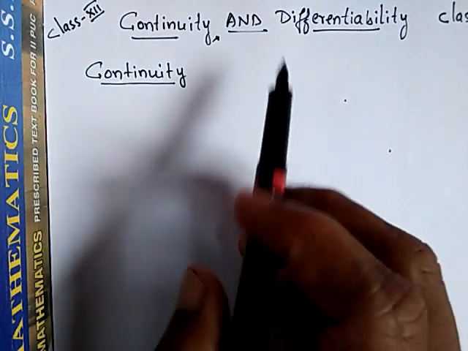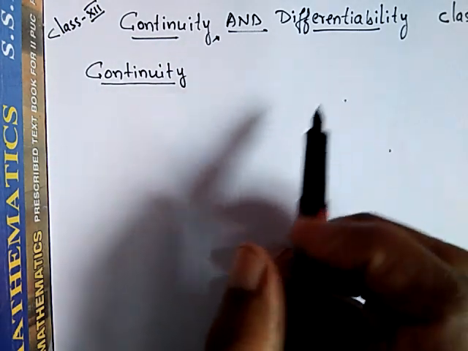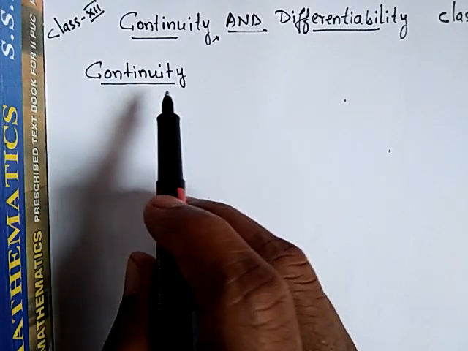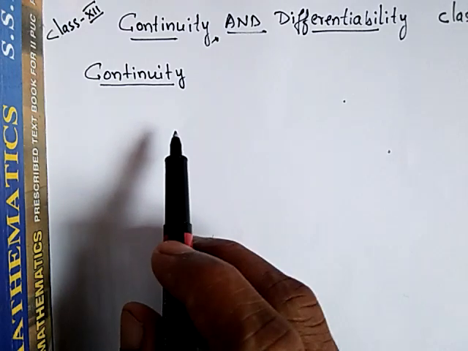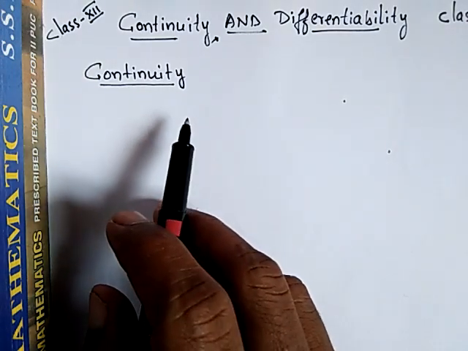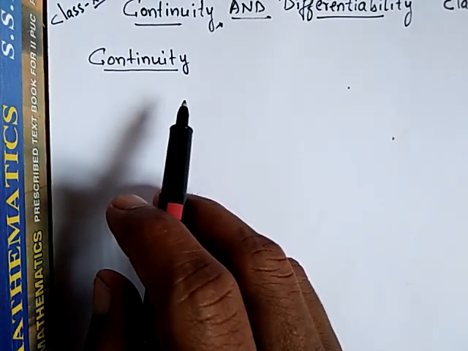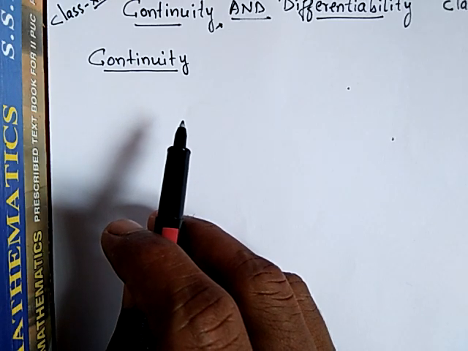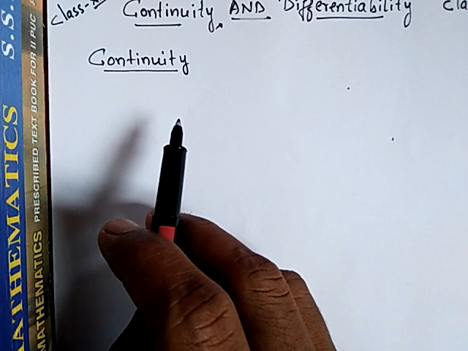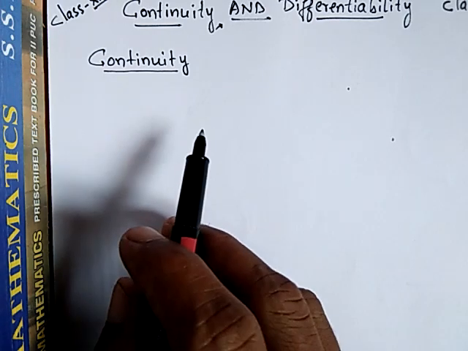Today we will learn continuity and differentiability. So first we will learn about continuity. Continuity means continuous of a function. As we learned in 11th standard, class 11, what is limit of a function, or left hand limit and right hand limit, that how to find we have studied in first year, that is class 11th.